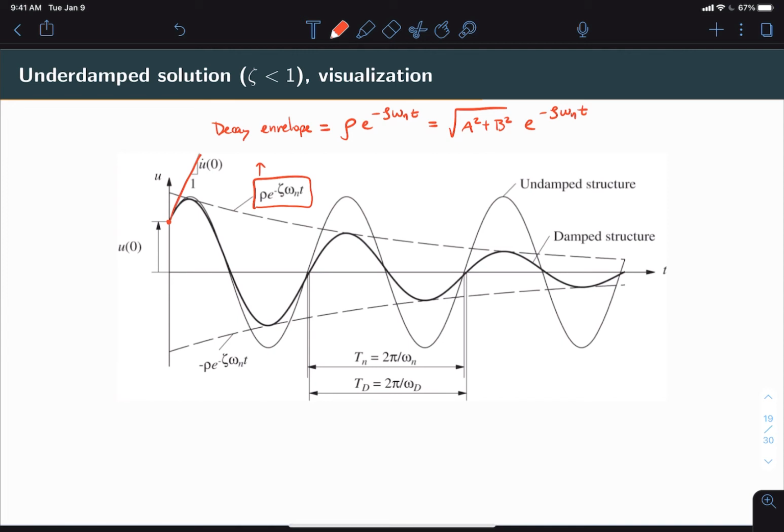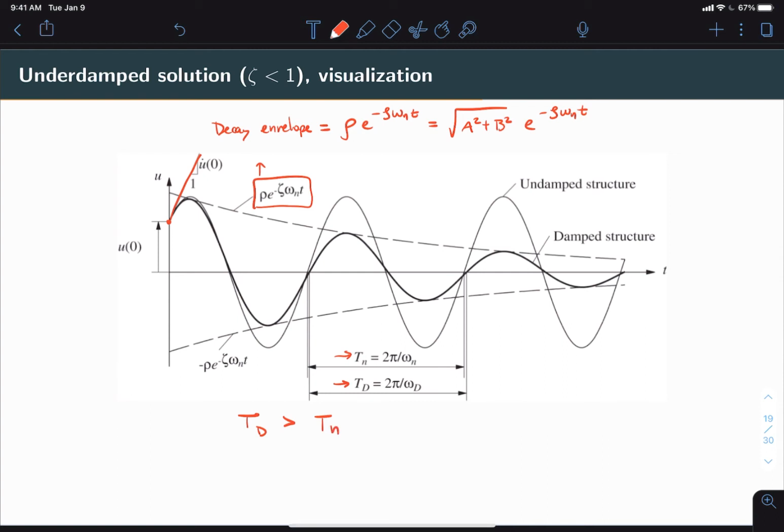And we notice that there is a slight difference in the periods of oscillation between the two, right, as is shown by Tn and Td. So Tn is our undamped natural period, Td is the damped natural period. And what we will observe is that Td, the damped natural period, will always be slightly larger than Tn.